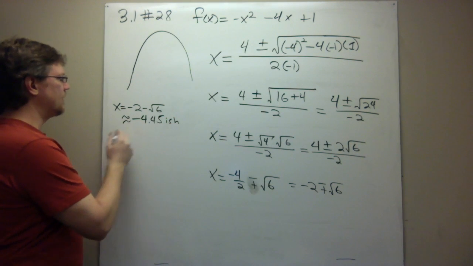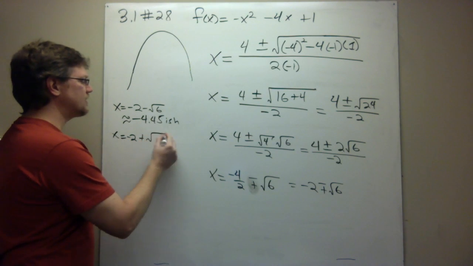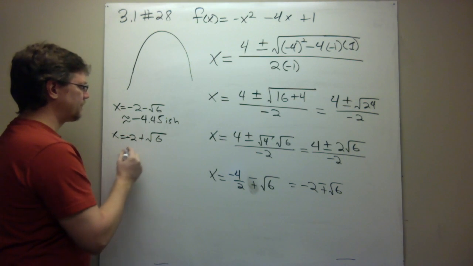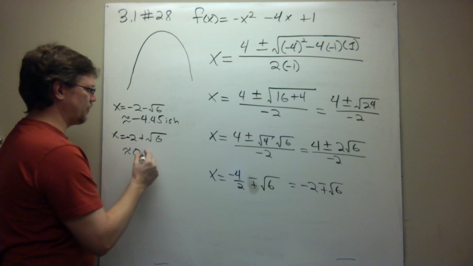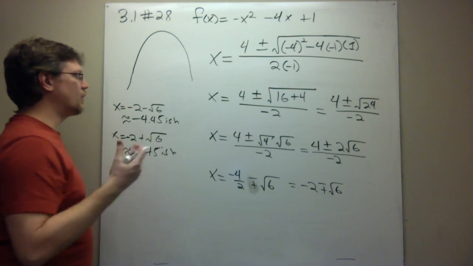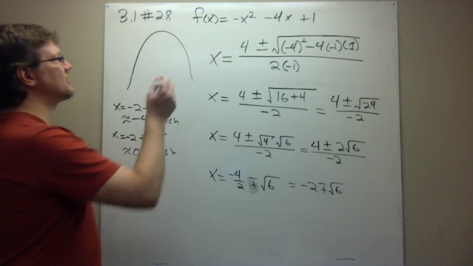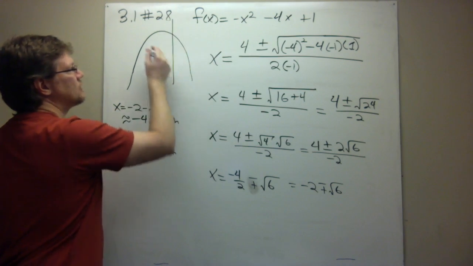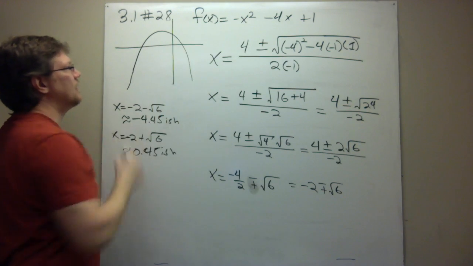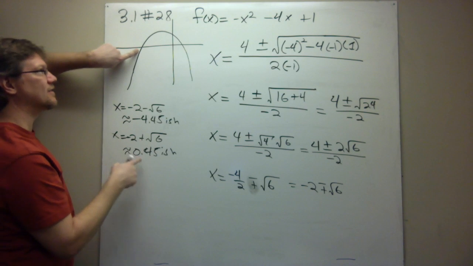Okay, and the positive one, negative 2 plus the square root of 6, is about 0.45-ish. So one of our zeros is on the negative side of x, and one of our zeros is on the positive side of x. So it has to look something like this. Our negative one is much farther away from the x-axis than our positive one.